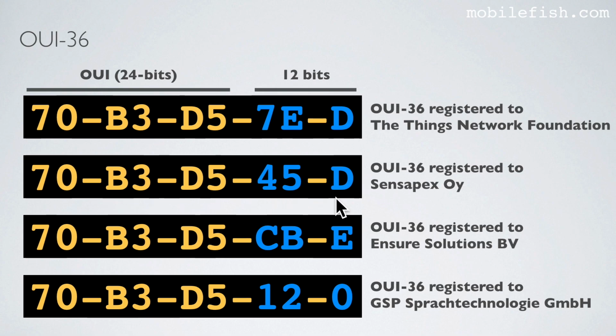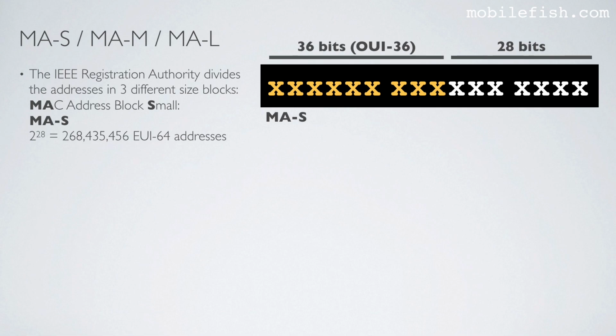This OUI-36 is registered to this company. This OUI-36 is registered to this company. And this OUI-36 is registered to this company. They all use the same base OUI, but they differ in the last 12 bits. The IEEE Registration Authority divides the addresses into 3 different size blocks. The first is the MAC address block small, abbreviated MA-S.